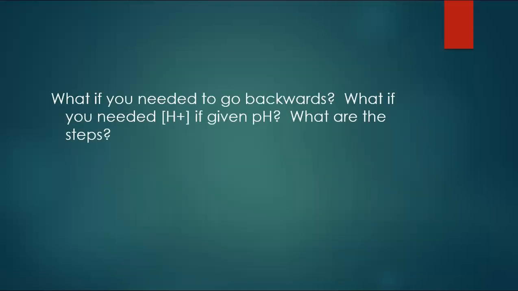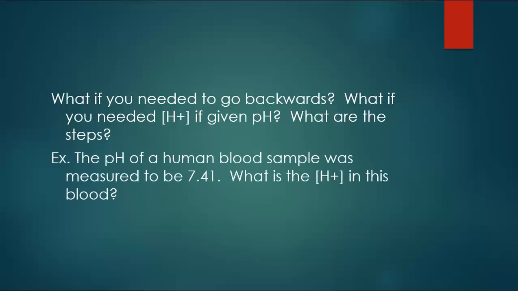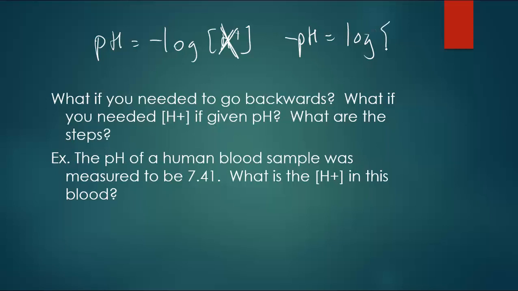What if you needed to go backwards? What if you needed hydrogen concentration and they gave you pH? What are the steps? Okay, here we go. pH is equal to the negative log of the hydrogen concentration, right? Well, what if this is your x? Get the negative over to the other side: negative pH equals log of x.